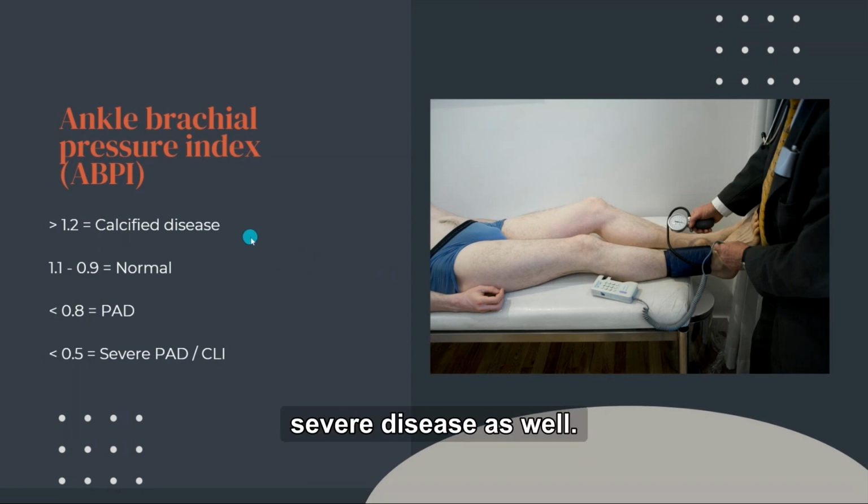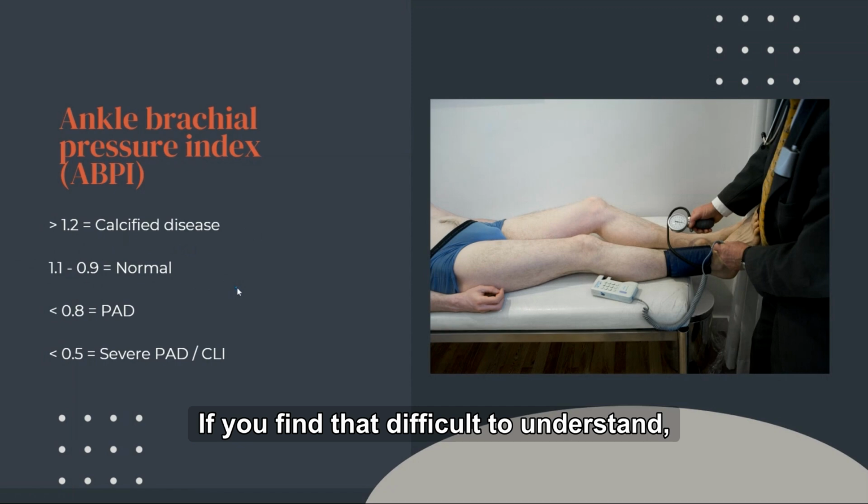So that's a sign of severe disease as well. So you want it to be in this sort of ballpark here, 1.1 to 0.9. If you find that difficult to understand, you can look at videos to explain ABPI.